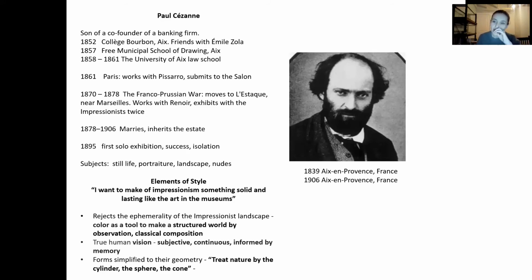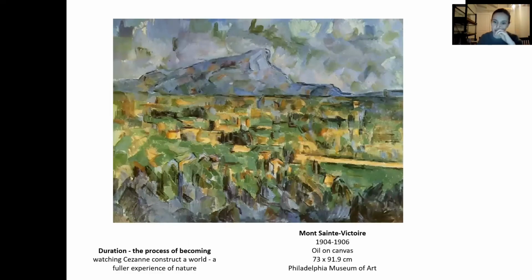So it is a world simplified, a world informed by memory as much as it is informed by nature that he is seeing. So the most famous thing that Cézanne does is he simplifies everything to geometry. He says, treat nature by the cylinder, the sphere, and the cone. So these are the building blocks. One of the most frequently painted things in Cézanne's body of work is Mountain Saint-Victoire, and this one is in the Philadelphia Museum of Art, 1904-1906.